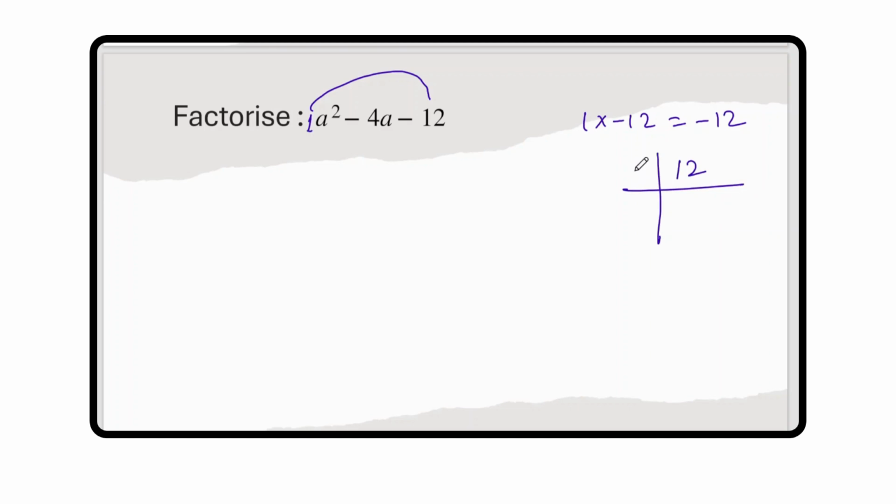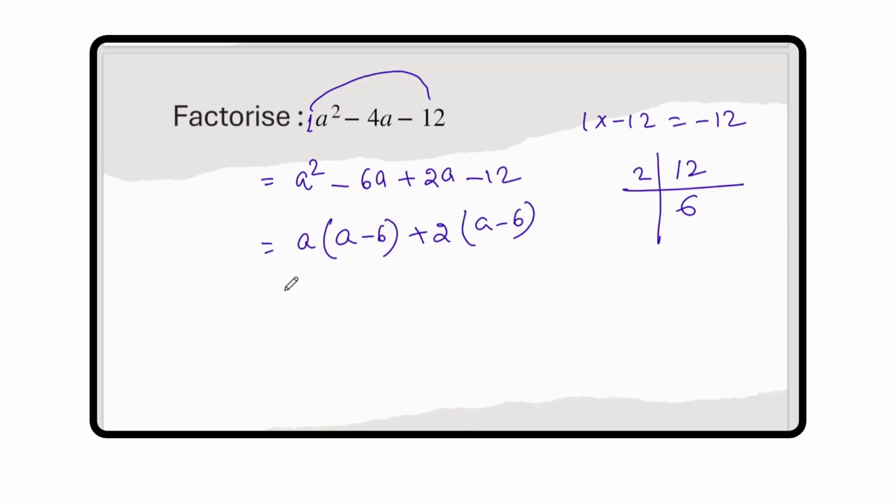Okay, see, you will go with 2, then it will be 6 here. So you can see, I can write a square minus 6a plus 2a minus 12. So a I can take as common, a minus 6 plus 2 as common, a minus 6. So the final answer is a plus 2 and a minus 6. Next question.